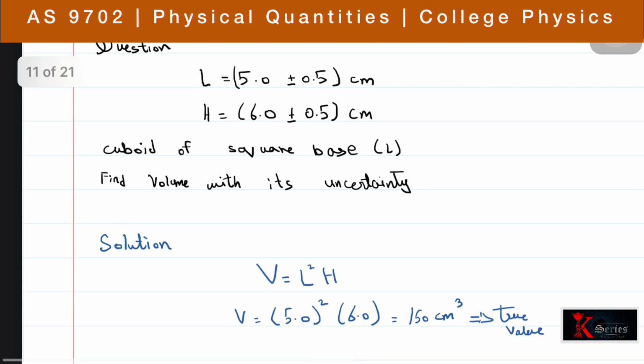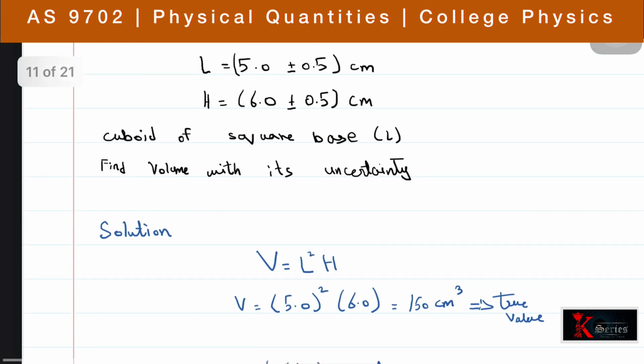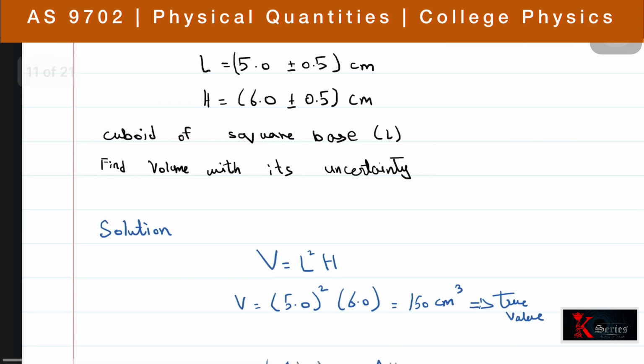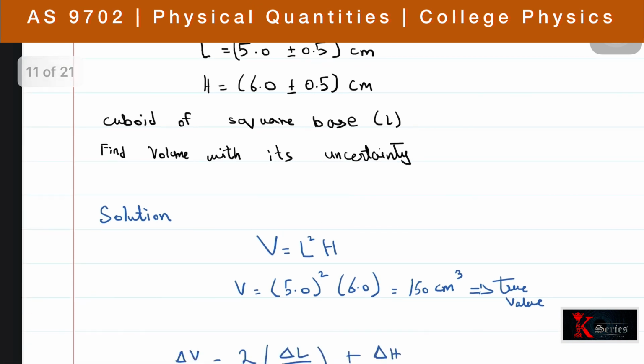So what is your length? We have the length as 5 centimeter, right? So we'll write the volume as 5 square multiplied by 6, which was the height, right? So normally, as we've done before as well, we'll multiply it and we'll get 150 centimeter cube, which is the true value. Why is it the true value? Because we're simply multiplying the true values here.